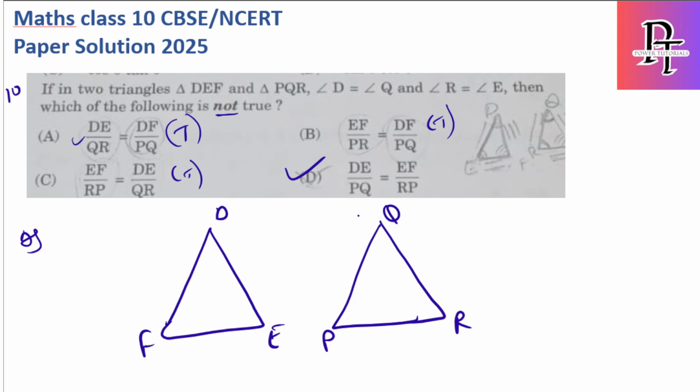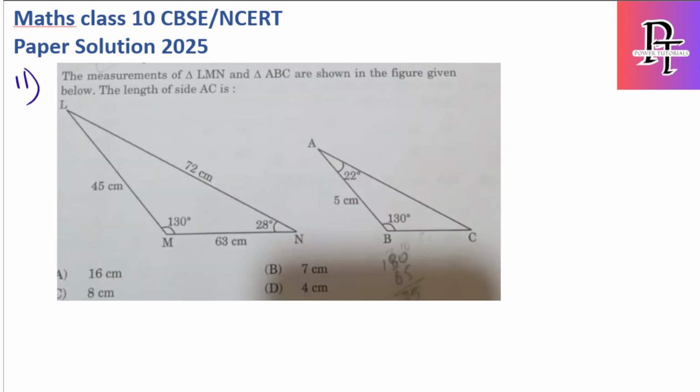Let's cross check. DE by PQ. You can see here this is the right side, whereas this is the left side. So here itself we cannot find the proper ratio. Hence D is the right answer.